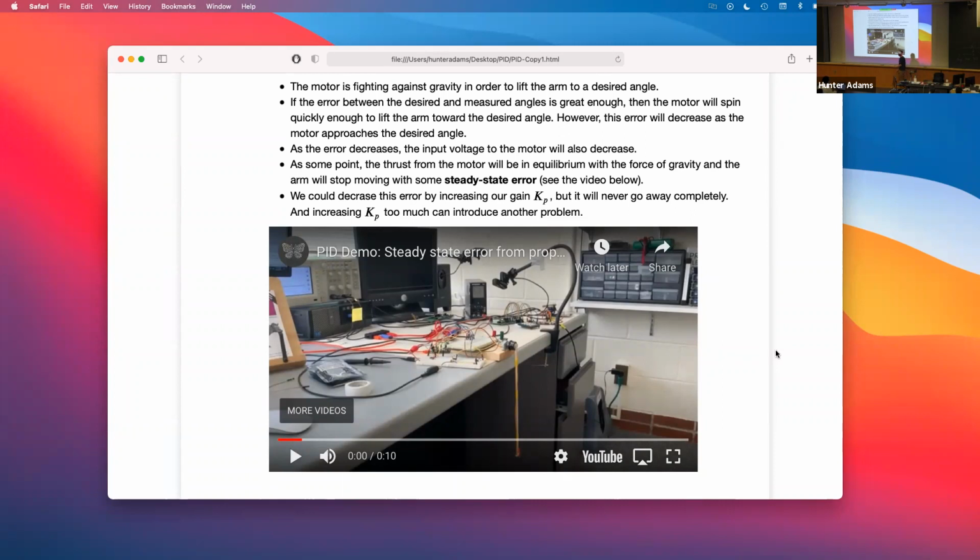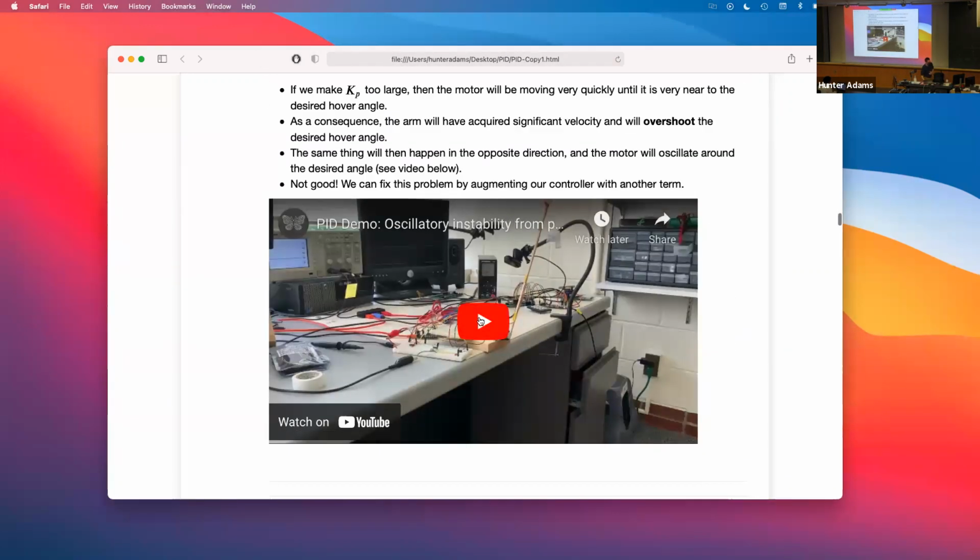But then that introduces the second problem, which we suggested at least last time, which is you turn that up too high, then even as we're approaching the desired angle, the command input to the motor stays really large until we're really close to the desired angle, which means that by the time the motor finally slows down or turns off, we have enough inertia built up to just blow by where we want to be. And then the same thing happens in the other direction, and then we oscillate. So here's what this would look like.